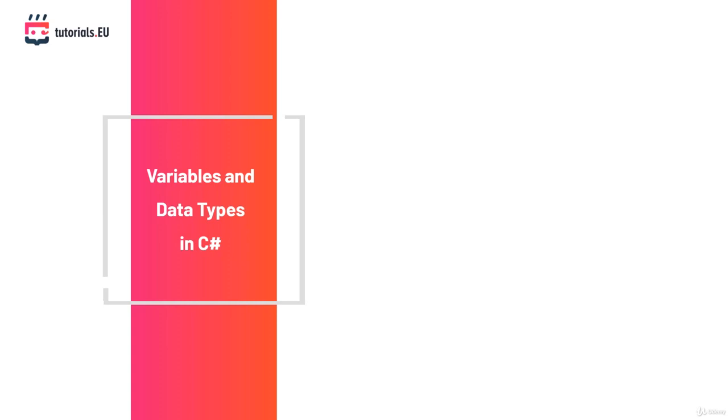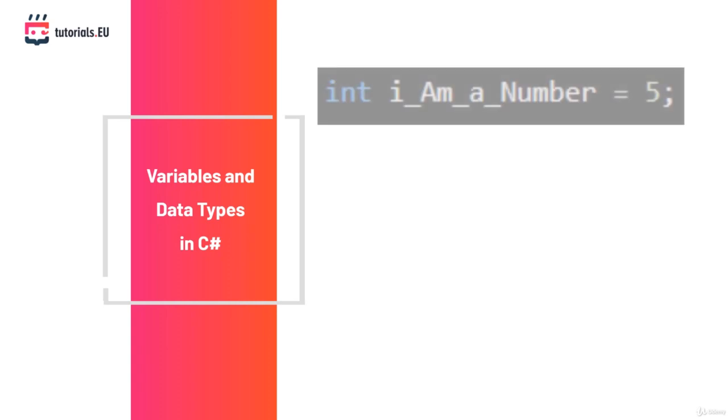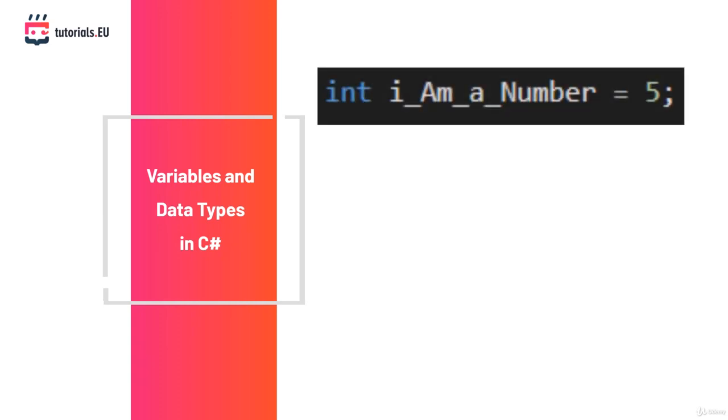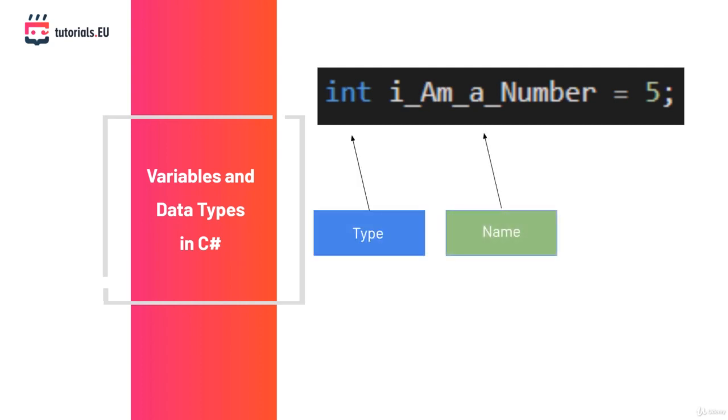So let's say we want to store an integer number, and an integer number is a whole number like 1, 2, 3, and so forth. So here, int is our variable type. Then we have the name of our integer variable, and here we are using I am a number as the name of the variable. And then we have the data, which is the 5 in this case. So we're using the value of 5 as the data of this integer type variable, which has the name I am a number. And at the end, we have a semicolon because that's how we have to finish our statements in C#.